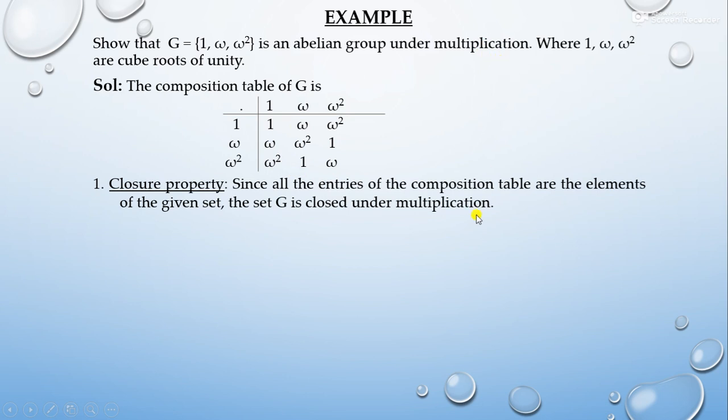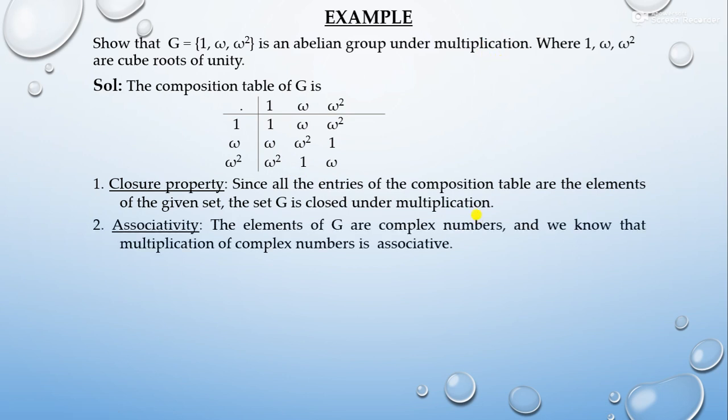Okay, now second is associativity. Actually omega, the cube root, is a complex number, right? And we know that multiplication of complex numbers always holds the associative property. So here you only have to write that complex numbers hold the associative property. So this is associative.